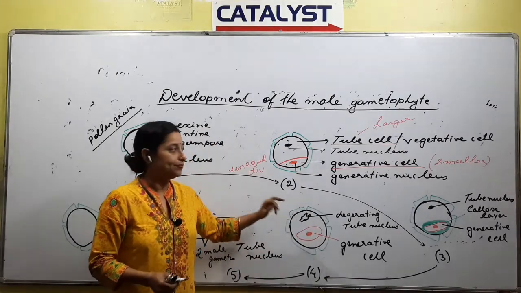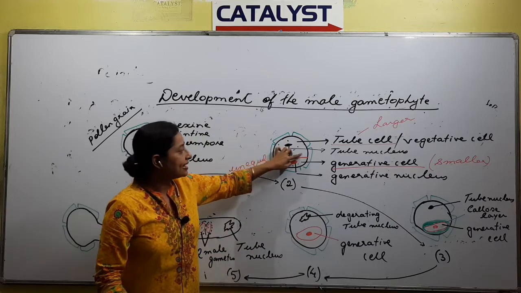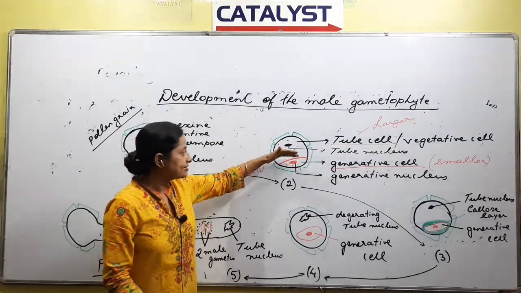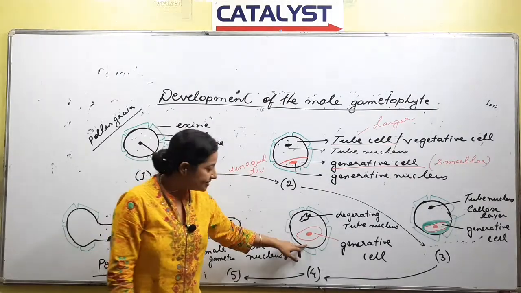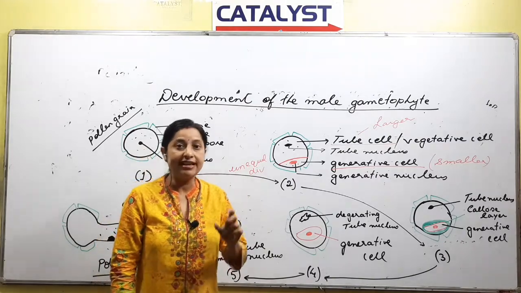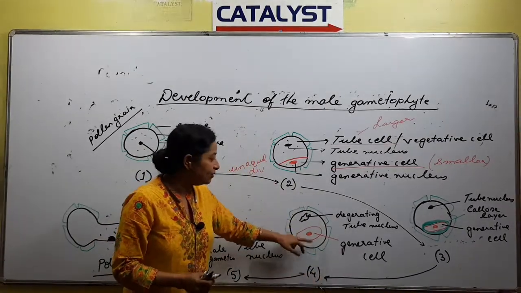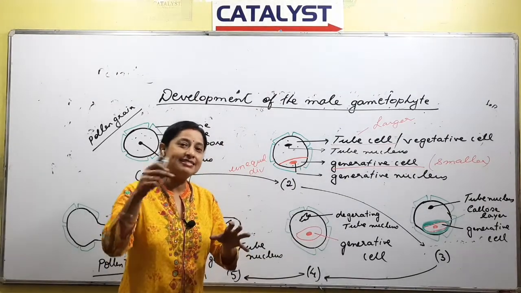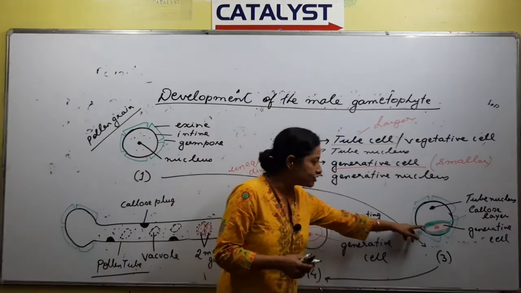Now there is a difference between this diagram and this diagram. Here, the cell has divided into two parts: this is the larger part, this is the smaller part. But if you notice this diagram, what we can see is that the generative cell looks as if it is floating inside the cytoplasm of the microspore. So we can see the picture like this. This was because of the callose deposition, right?